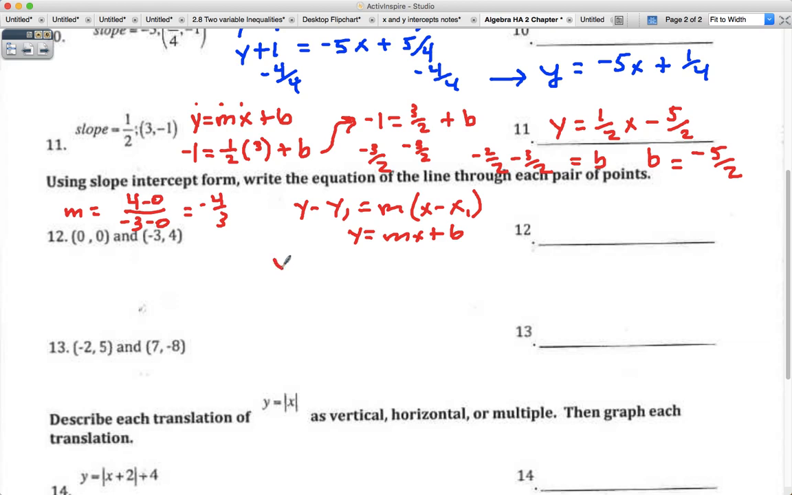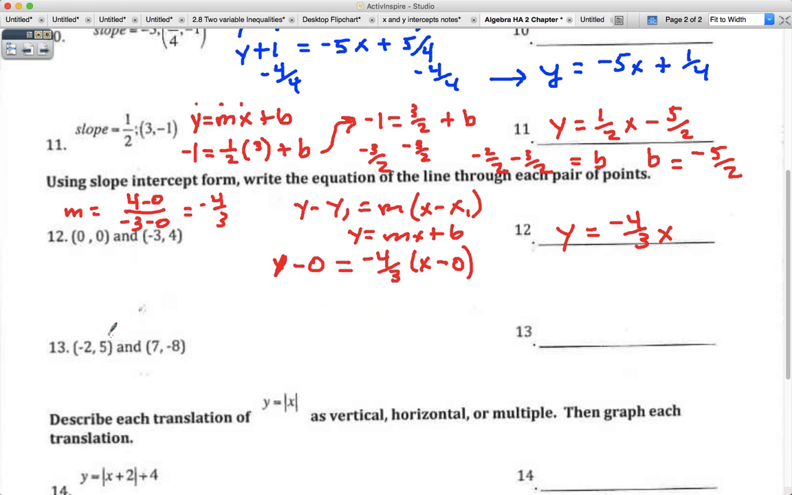So y minus y1, I'm going to use 0, 0 here, equals m, which is -4/3, times x minus x1, which is 0. So you can see all I have left over is x here and y here. It will already be in slope-intercept form. My y-intercept just happens to be 0.